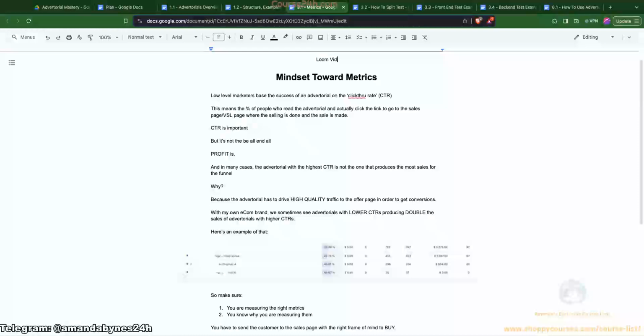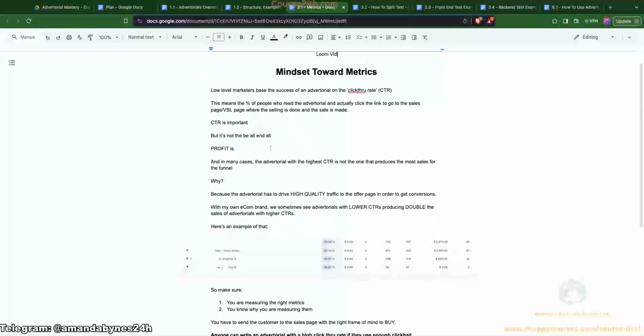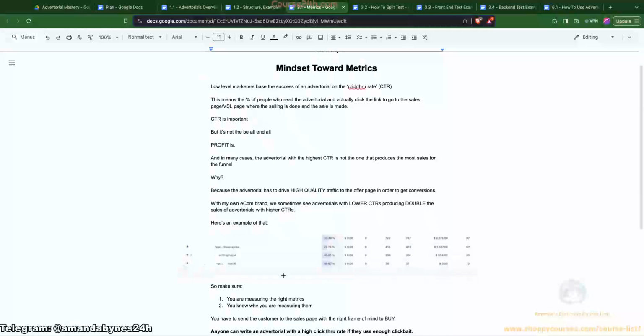Now, click through rate is super important, don't get me wrong, but it's not the be all end all of your funnel. Profit and sales are. At the end of the day, this is what we're optimizing for. We don't care about click through rate, we care about which advertorial is bringing us the most profit and the most sales and the highest average order value and is the most scalable.